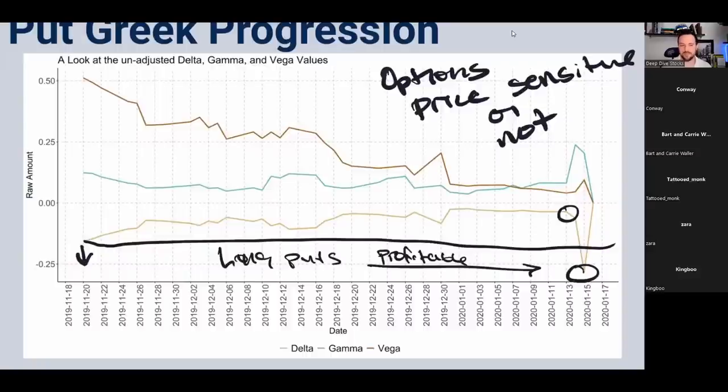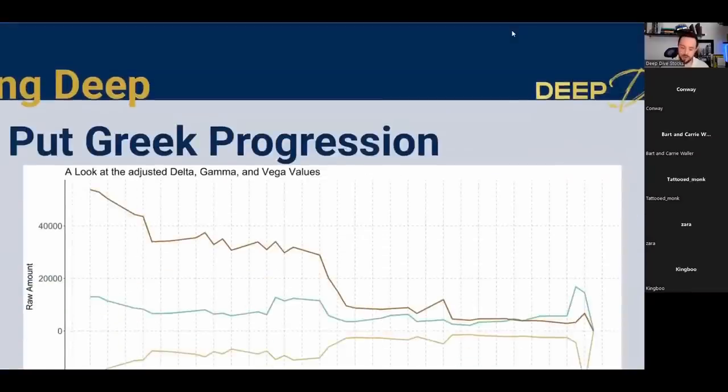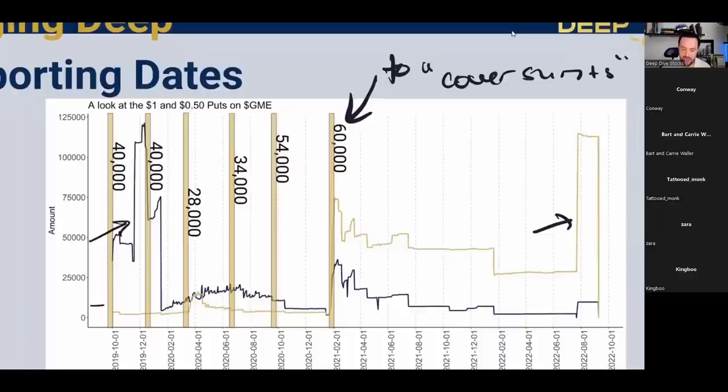Well, what affects delta? Price change. So how about we look at GME's price? Oh, wait, one last thing before we do that. Remember how there was like a half closure?